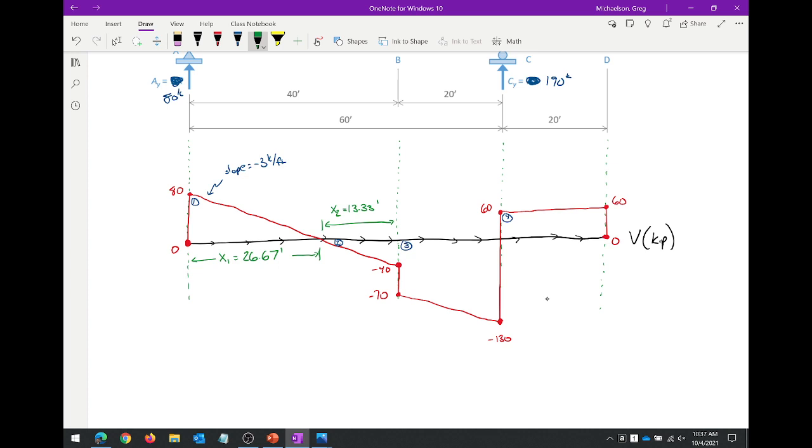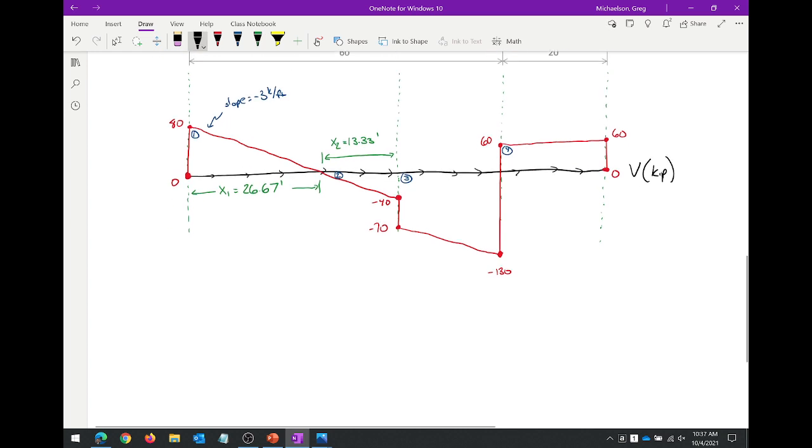So let's see if we can do some area computations off to the side. So somebody help me out. What is, I'll do this like right here. What is the area of 1 going to be? I'll do this one. So it's 1/2 26.67 times 80. And what is that?